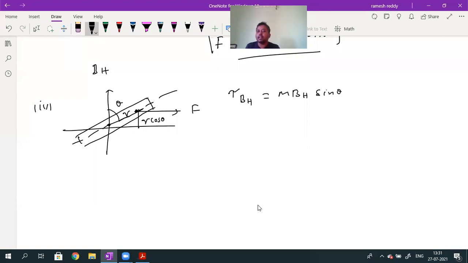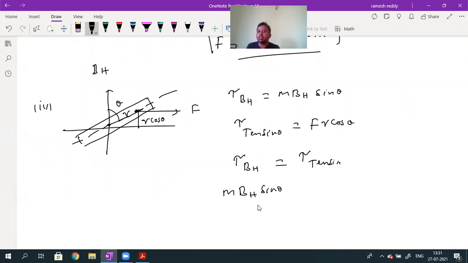With the perpendicular distance r cos theta, the torque due to the tension in the string is given by force into perpendicular distance, r into cos theta. For equilibrium, the torque due to the horizontal component should be equal to the torque due to the tension in the string. So M into BH into sin theta will be equal to F into r into cos theta.